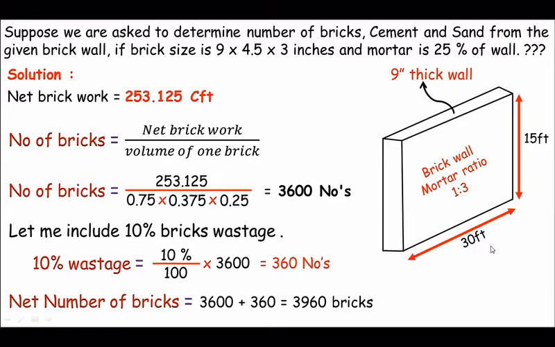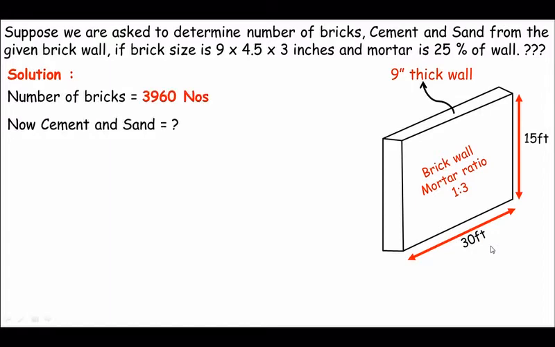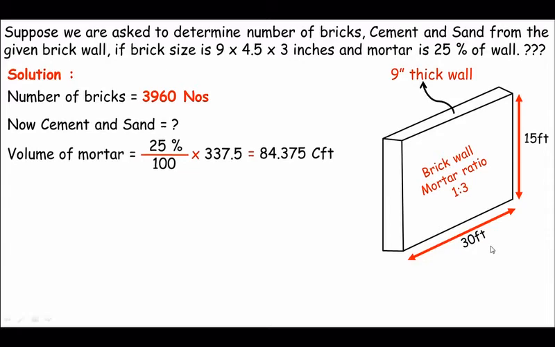Now the next step is to calculate cement and sand. And remember, a few minutes ago we have already calculated the volume of mortar, right? That was just 84.375 CFT, right? So from this volume we can get, of course, the cement and sand so easily. If you know about the ratio and summation of ratio, just look into the ratio, that's 1:3. So its summation must be 4, right?